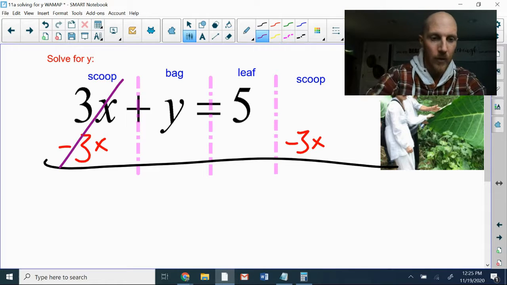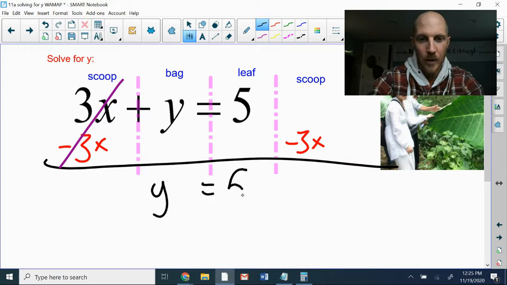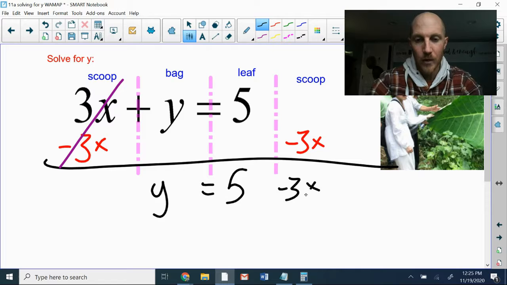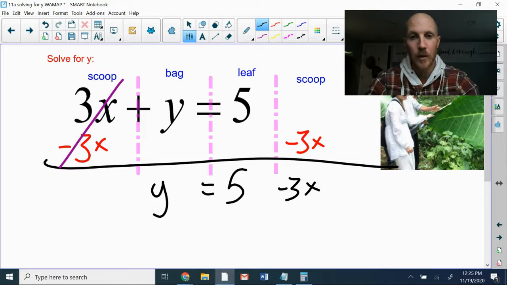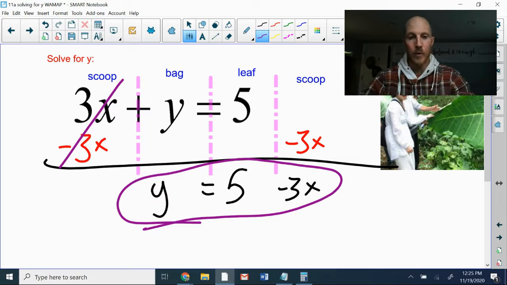I had 3 x's, I subtracted 3 x's, those are gone. The y is going to come down to my next line, so is the equal sign. The 5 and the minus 3x don't combine, so I'm just going to write everything down next to each other. y equals 5 minus 3x.